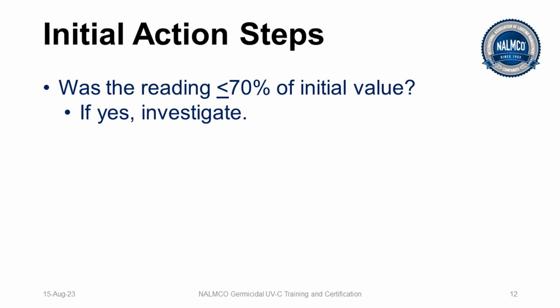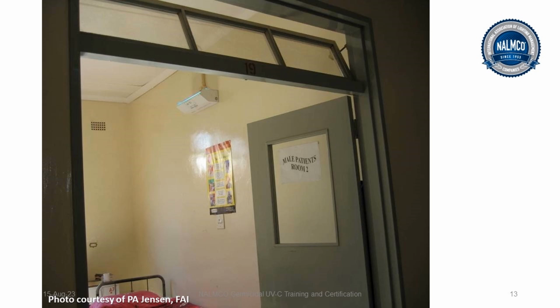So initial steps: was the reading less than or equal to 70% of the initial value? If yes, then we need to investigate. So here's an upper room UVC fixture. It's 254. It's a semi-open fixture. It's a very high ceiling.